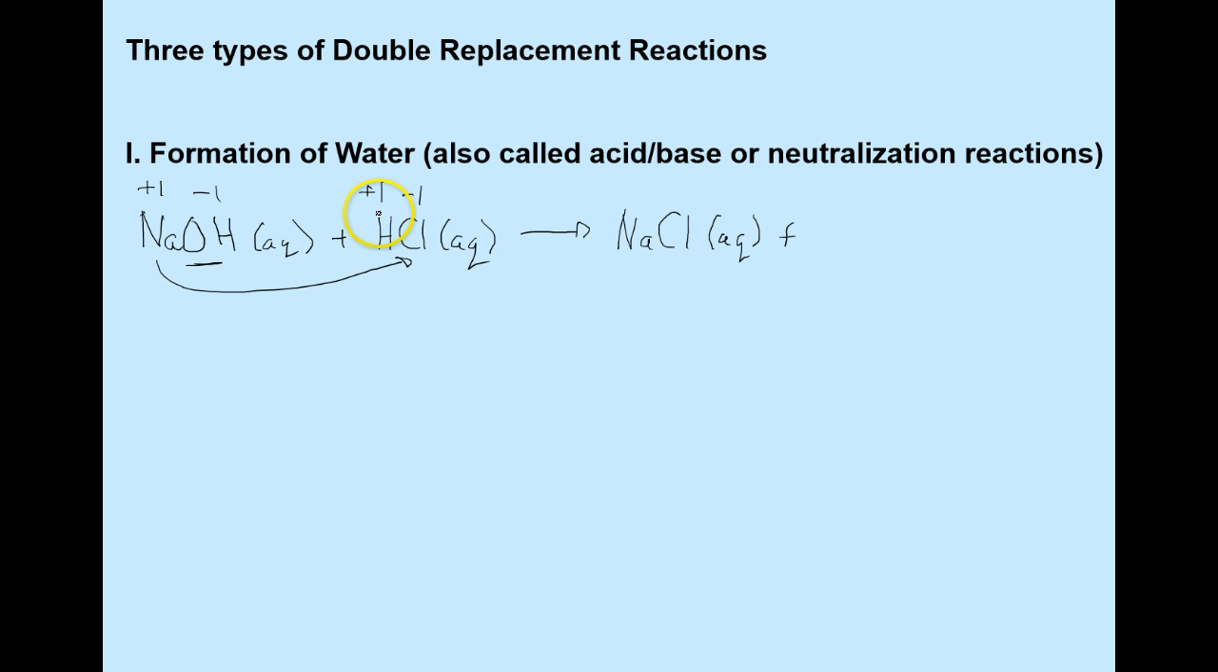Then we're going to take the positive of the second, react it with the negative of the first. That gives us HOH, and HOH is otherwise known as water, which will be a liquid, not an aqueous. Water doesn't dissolve in water. Okay, it's liquid. And so this identifies the product, the formation of water, and that's a type of double replacement reaction. You have a base reacting with an acid, forming water. Now, by the way, that's already balanced.